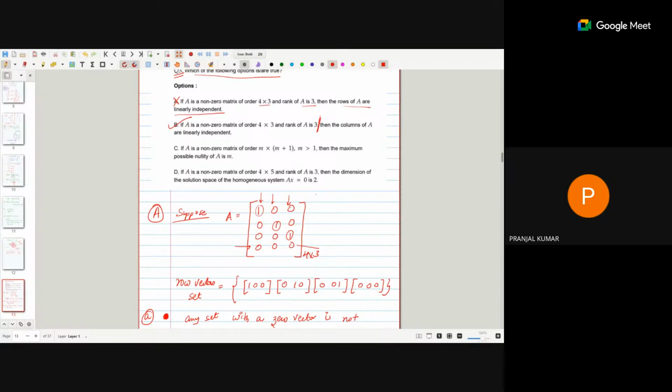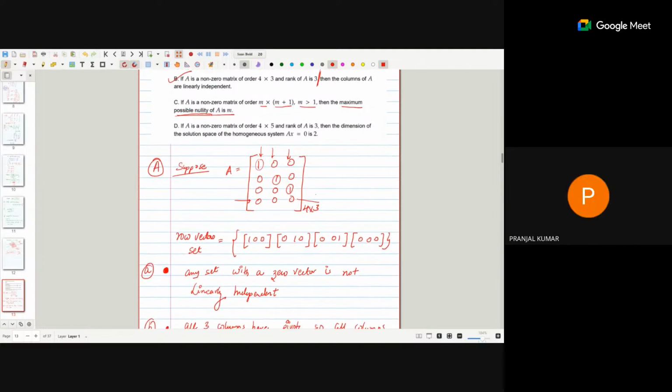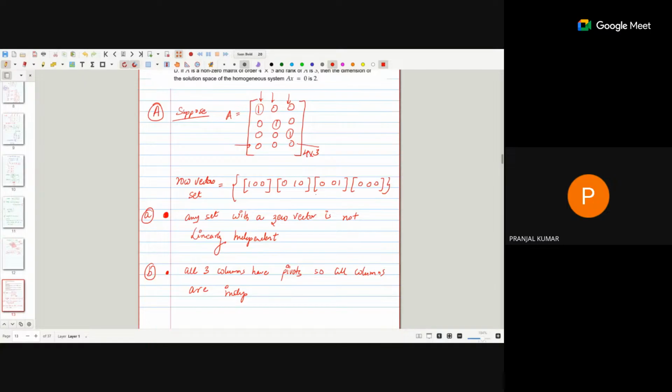Is this clear? Yes, sir. Now the third option. If A is a non-zero matrix of order m into m plus 1, m greater than 1, then the maximum possible nullity of A is, again, maximum possible nullity. Nullity will be maximum when rank is, tell me, minimum. When rank is 0. Okay, we will see what the answer is.